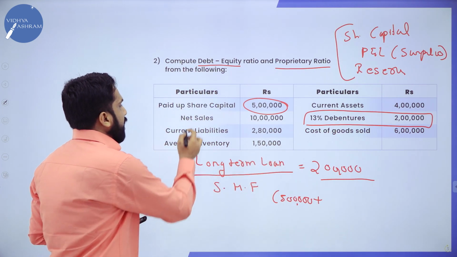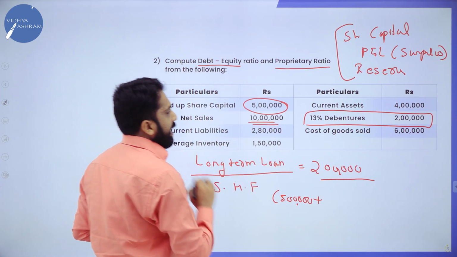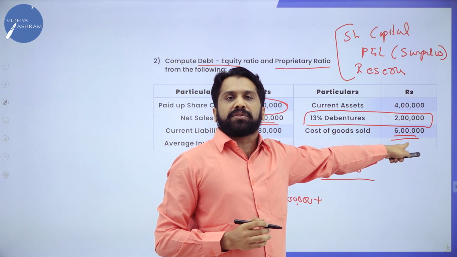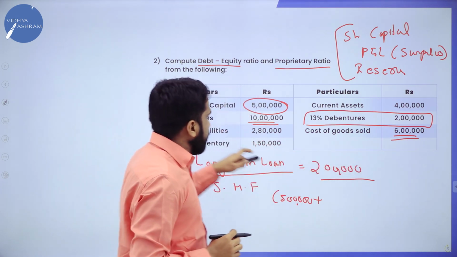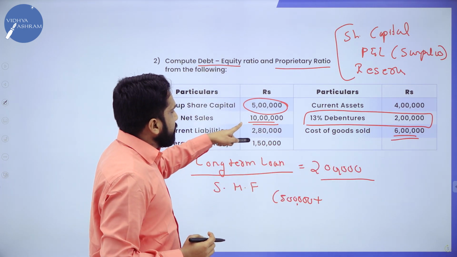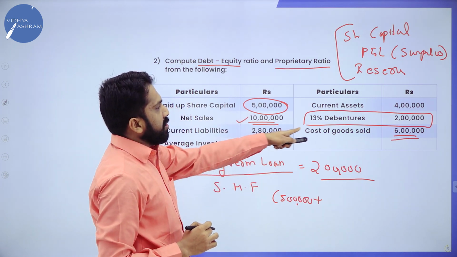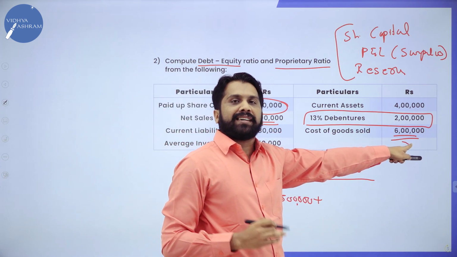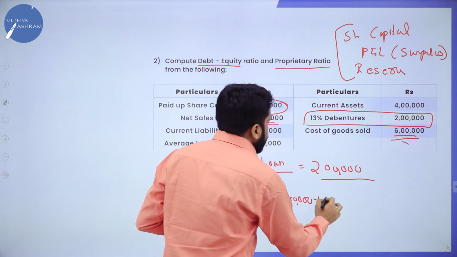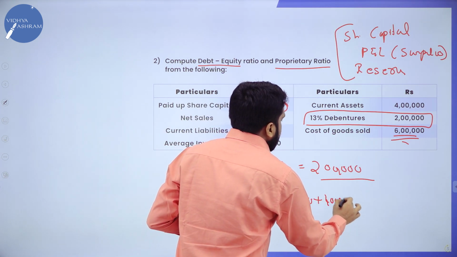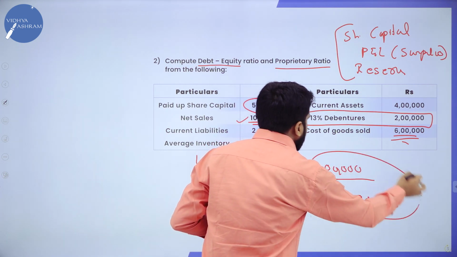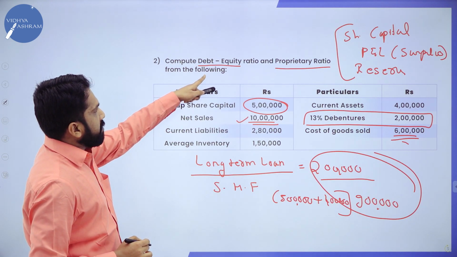But in this, they have given net sales and cost of goods sold. Sales minus cost of goods sold is your profit. Clear? How much is your sales? 10 lakh. What is your cost? 6 lakh. 10 minus 6, your surplus is how much? 4 lakh. 5 plus 4 lakh, your answer is 9 lakh. Any doubt in this?